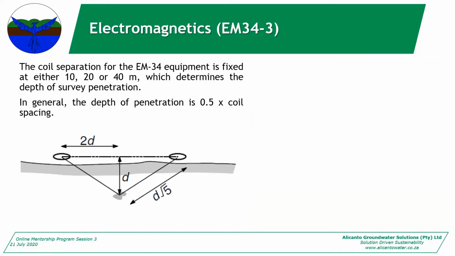No problem. Okay, so the coil separation for the EM34 is either 10, 20, or 40 meters, which determines your depth of survey penetration. So in general, a rule of thumb is 0.5 times your coil spacing is equal to your depth. So if you've got a 40-meter coil spacing, you're looking at a penetration of 20 meters. It can go up to about 30 meters. Sometimes they say it's even 40 meters, depending on what earth material you're working with.